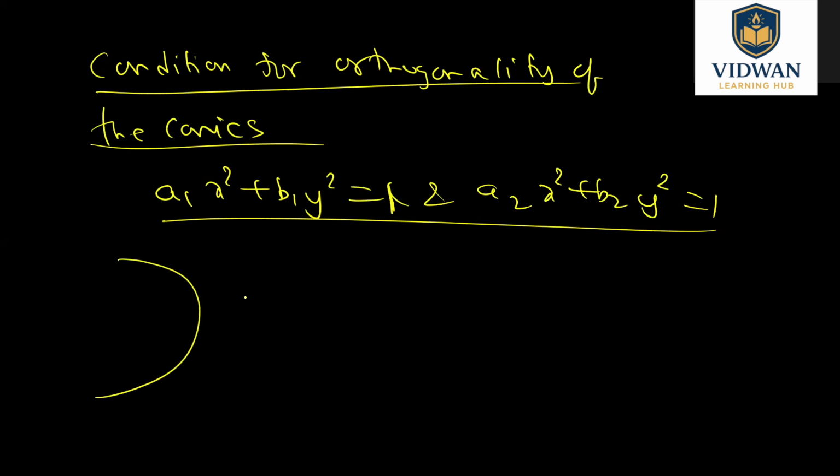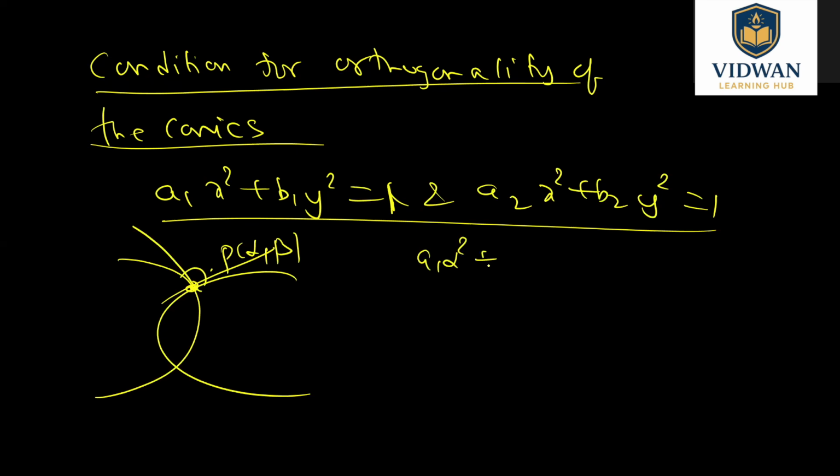So let's say, for example, the conics are cutting at some point alpha, beta, and at this point, they're orthogonal. So first thing that you can write is you can solve and find the point P. Instead of that, you can say alpha, beta lies on both. So a1 alpha square plus b1 beta square equal to 1 is the first condition. Then a2 alpha square plus b2 beta square equal to 1 is the second condition.